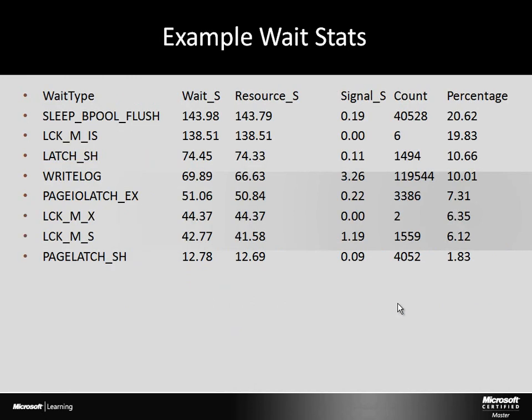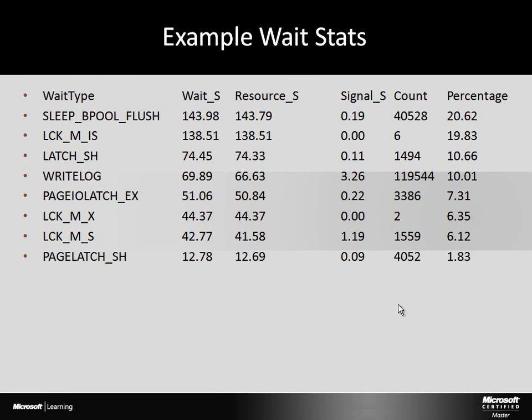So here's some example wait types. In fact, this is taken from the end of the demo that I recorded for this session. And you can see that the script that I've put together is showing the wait types. It shows the cumulative wait in terms of seconds for that particular wait type, the cumulative resource wait, the cumulative signal wait, the number of waits that have occurred, and the percentage of all the waits that have occurred since the wait stats were last reset that are for that particular wait type.